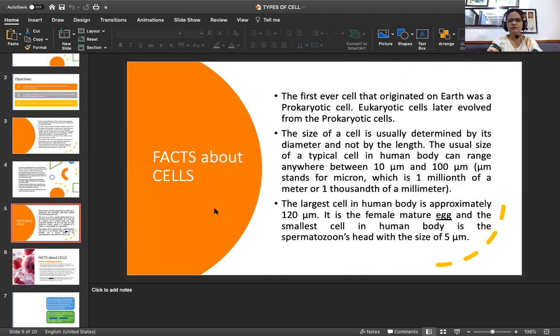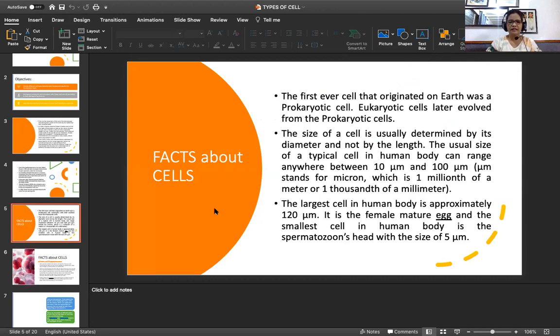Now, what are the different facts about cells? The first ever cell that originated on Earth was a prokaryotic cell. We know that it was the archaea first before the true bacteria. So all living organisms actually originated from a prokaryotic cell. From this, eukaryotic cells evolved from the prokaryotic cells.